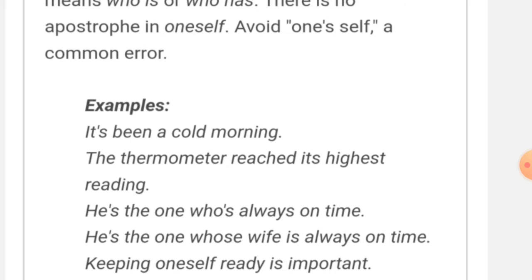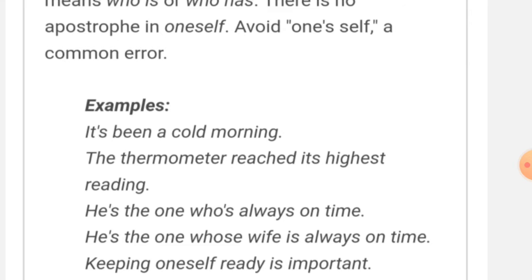It's been a cold morning. It means that it has been a cold morning. The thermometer reached its highest reading. Now, its is a possessive pronoun which has been used as a possessive case for thermometer. He is the one who's always on time. It means that he is the one who is always on time.